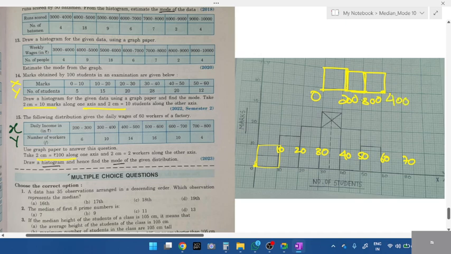This is x-axis. What about y-axis, students? 2 centimeter is how many workers? One box, how many workers you have to take? 2 workers, right? 0, 2. Then in the next box, this will be 4, 6. That is what Adi had done and said. Is this clear? All of you understood?